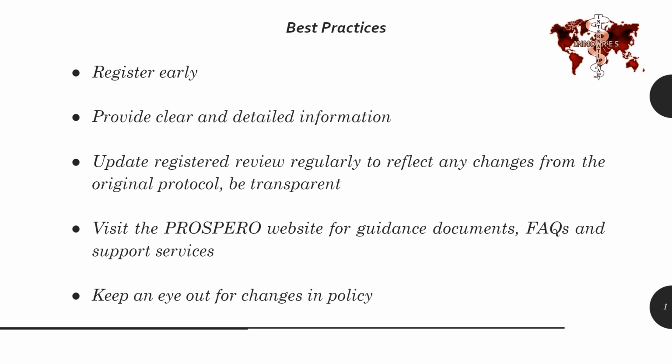Here are some best practices. Register your review early to reduce bias. Ideally, before starting the review, but at least before data extraction begins. Provide clear and detailed information for easier protocol approval. Regularly update your registered review to reflect any changes, enhancing transparency and preventing duplication of effort. Visit the Prospero website for guidance, FAQs, and support services, and stay informed about policy changes as Prospero no longer accepts reviews that are beyond the data extraction stage.